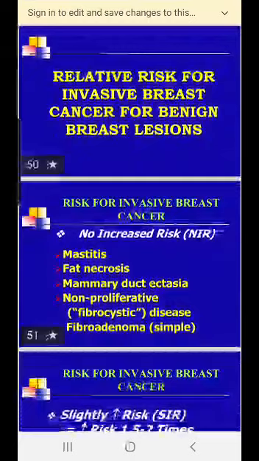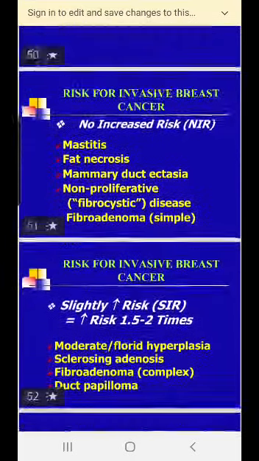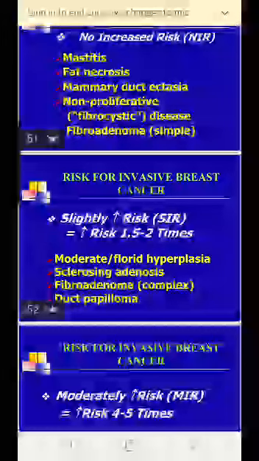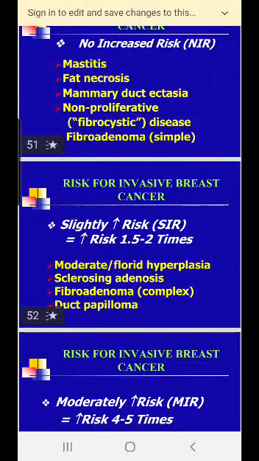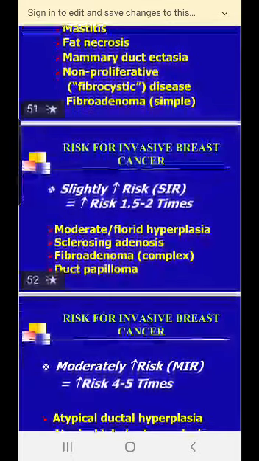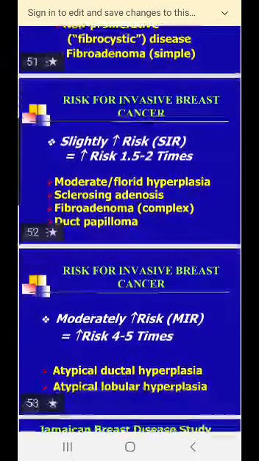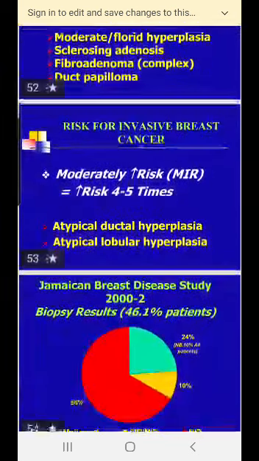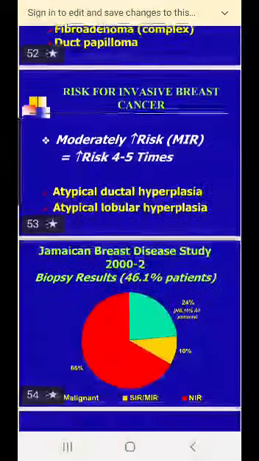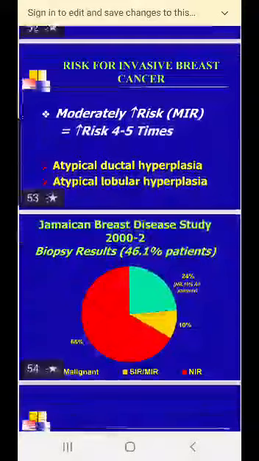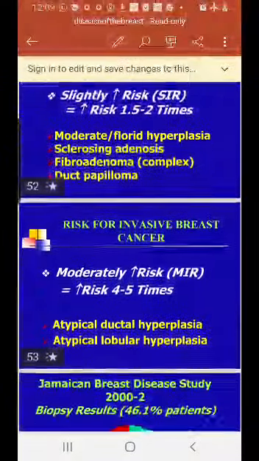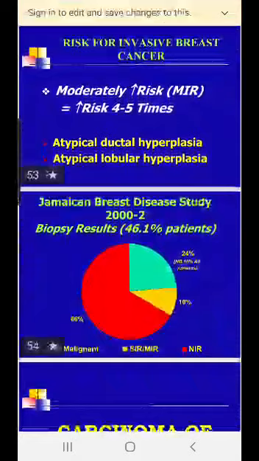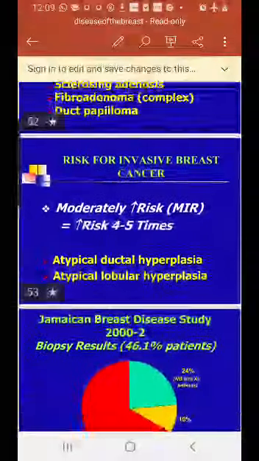So what is the relative risk of invasive carcinoma in breast lesions? I think I have already discussed this, but there is no risk in mastitis, ectasia, fat necrosis, and fibrocystic disease unless it has proliferative lesions. But there is an increase, it's written 1.5 to 2 times, if there is a presence of sclerosing adenosis or florid hyperplasia, fibroadenomas, and duct papillomas. But if there is an atypical ductal hyperplasia or a lobular hyperplasia, the risk is 4 to 5 times. So these are the statistics that they usually ask in the exam, even in the viva. So you have to understand this part and learn it by heart.